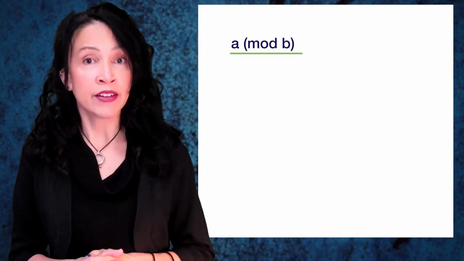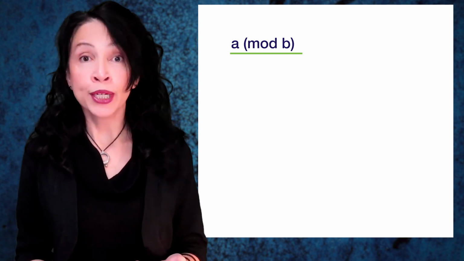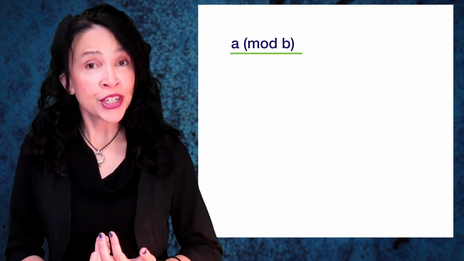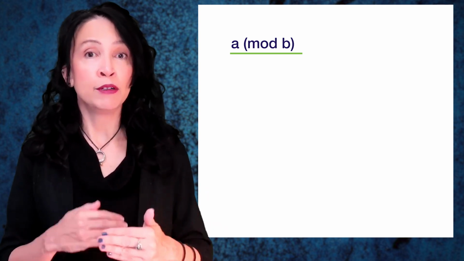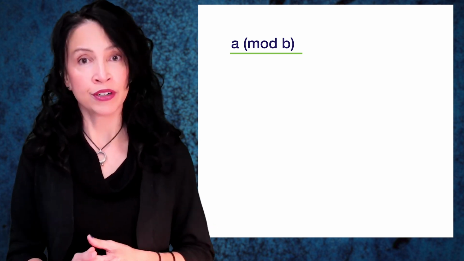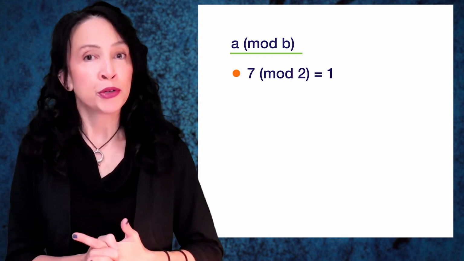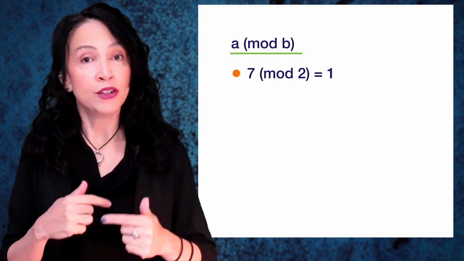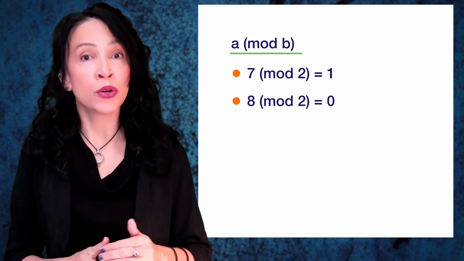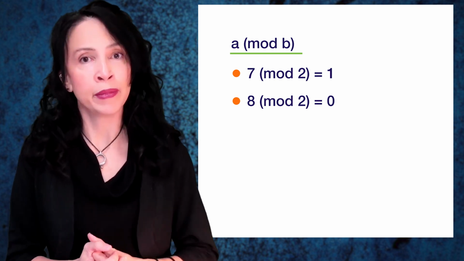Take two non-negative integers a and b. Let's take a look at this expression. You read this a mod b, and the result is: you look at how many times b divides evenly into a, and then you return the remainder. For example, 7 mod 2 is 1 because there's a remainder of 1 when you divide 2 into 7. 8 mod 2 is 0 because it goes evenly into 8. So you can divide 2 into 8 and there's 0 remainder.